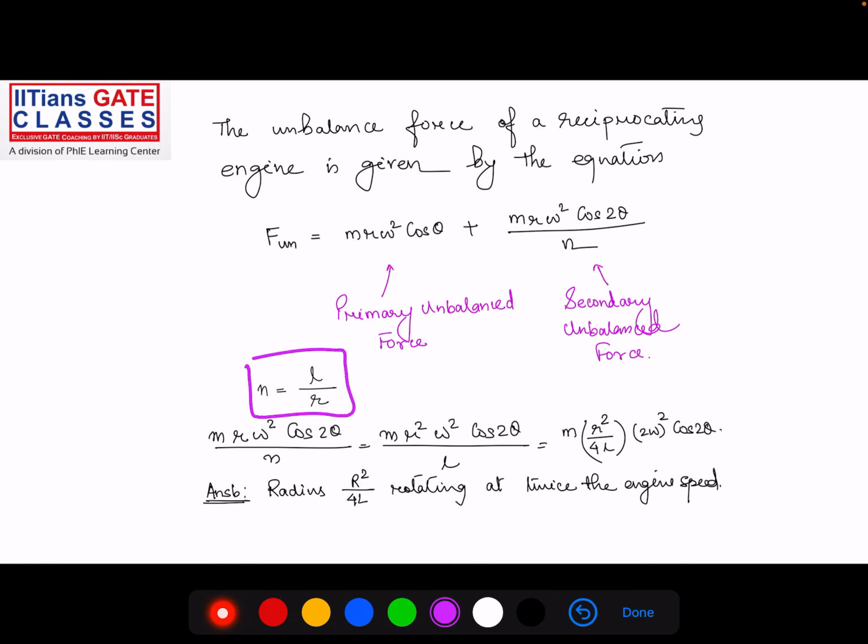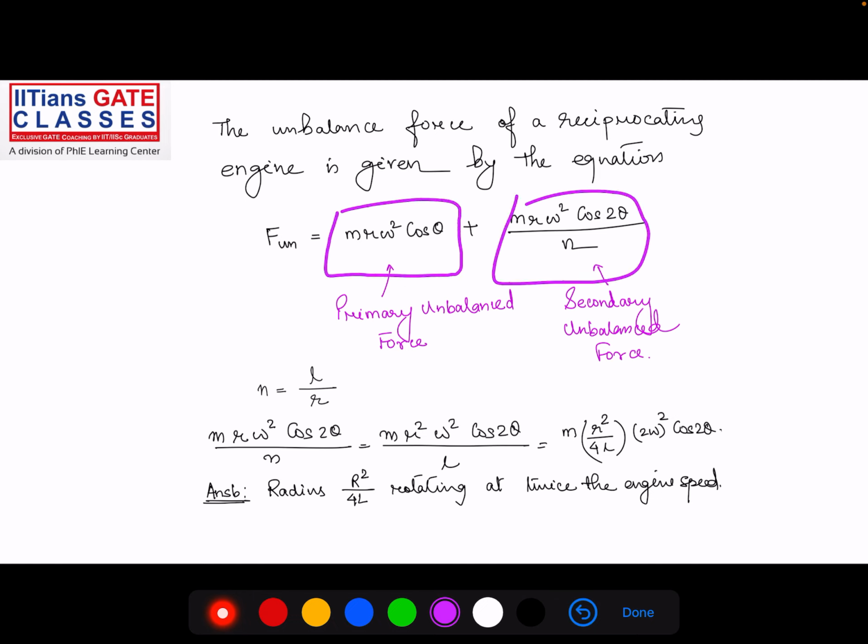We know the obliquity ratio. What is the obliquity ratio? It is L divided by R. This n we are talking about is the obliquity ratio, that is L divided by R. It is saying that the primary unbalance and secondary unbalance are equal, so let us simply equate them. I am considering the secondary unbalance now.